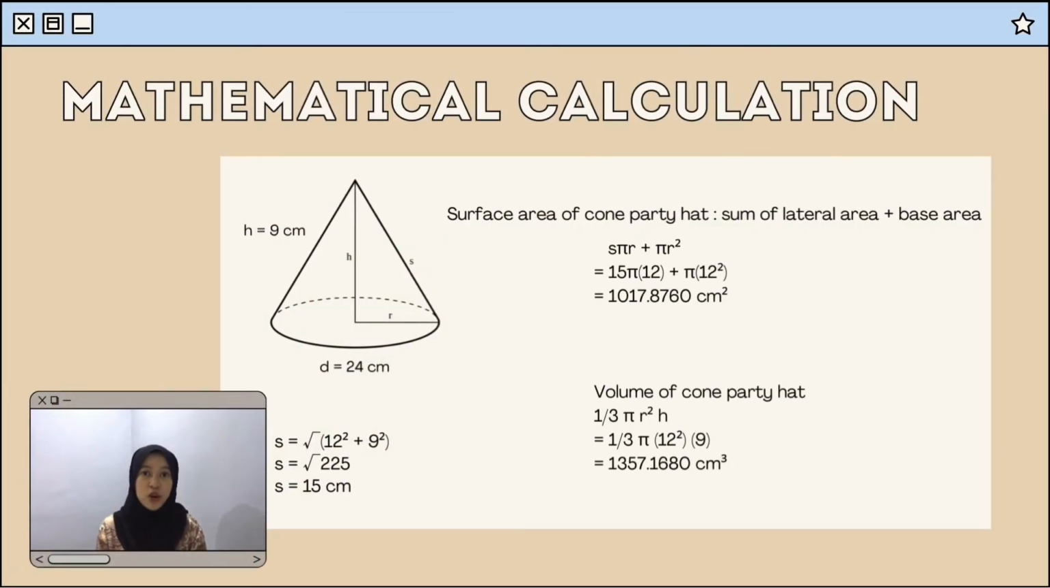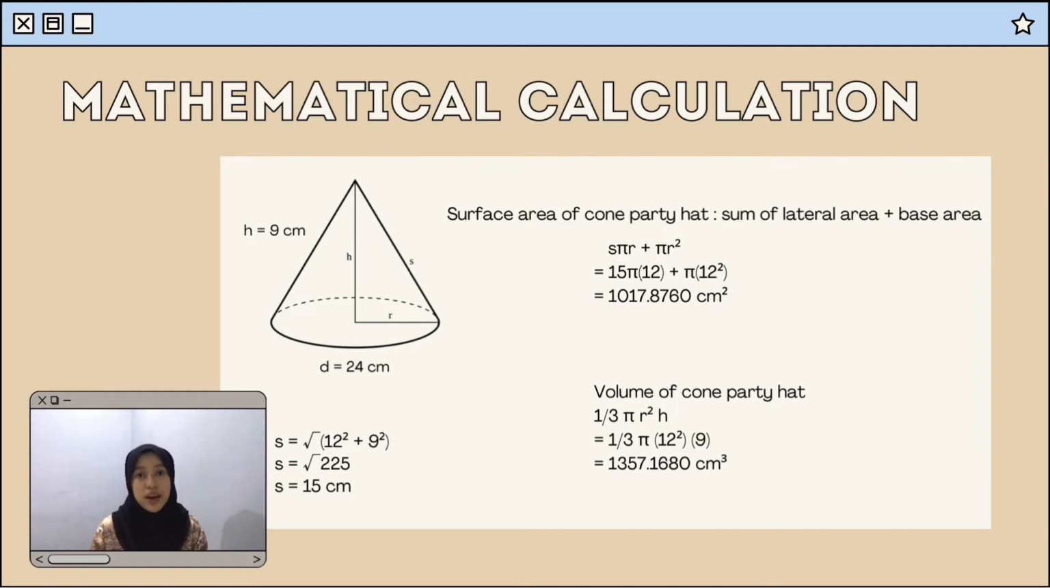And now, I'm going to talk about the main points of my presentation, which are the formula and the calculation for the cone party hat. So, to find its surface area, we must use this formula, which is the sum of lateral area plus base area. So, the first step to finding the surface area of the cone party hat is to find the slant height. The slant height is 15 cm.